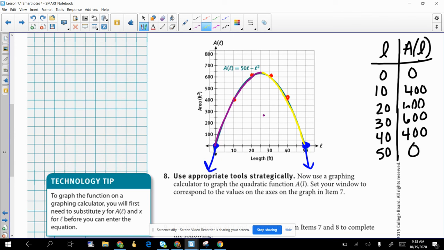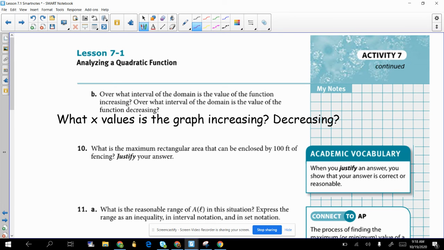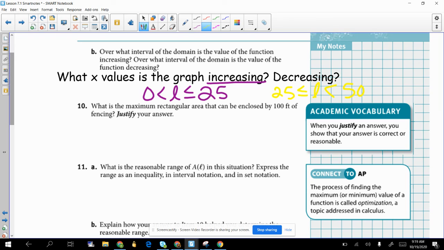Okay, so how we're going to write that on the next page is increasing would look like from 0 to 25, and we're going to include the 25. And then decreasing would look like from 25 to 50. Okay. And that's just as we work up the U shape or the parabola, that's where it's increasing. As we work down, that's where it's decreasing.